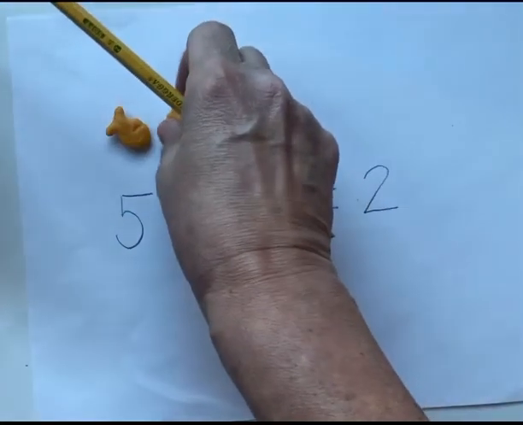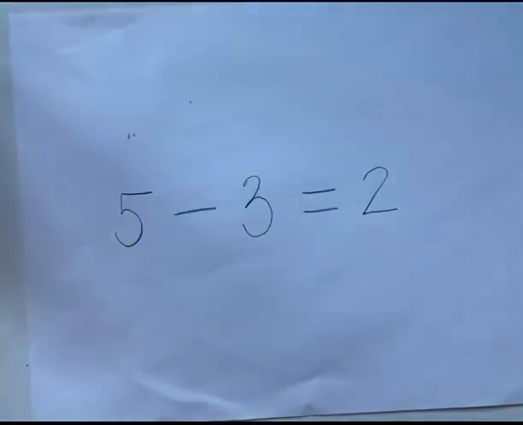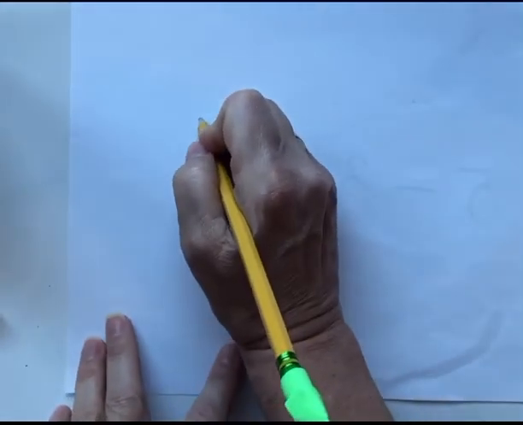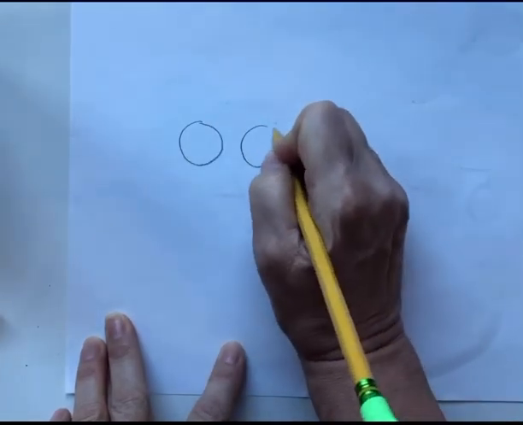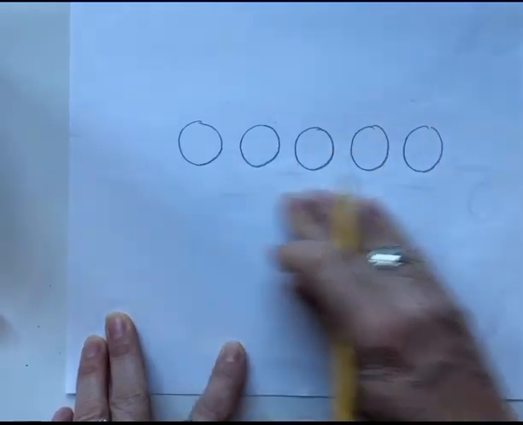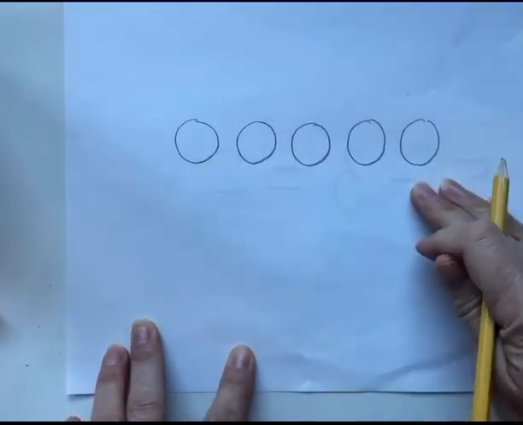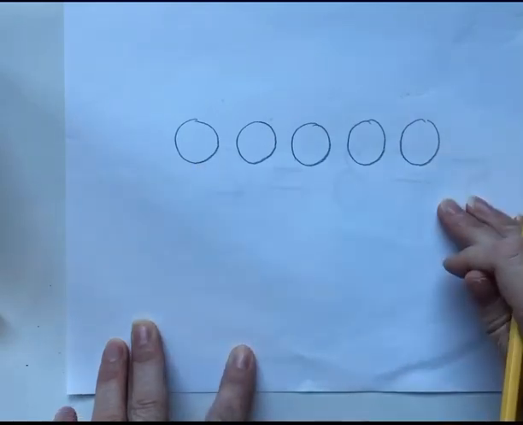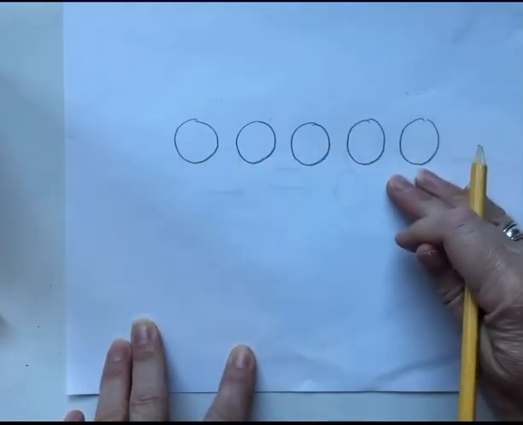Now let's try this another way. I'm going to turn my paper over. And instead of using my counters, I'm going to draw pictures. So let's draw 5 circles. And we can pretend these circles are anything. We can pretend they're my 5 fishies or your 5 counters. So all you need to do is draw 5 circles.